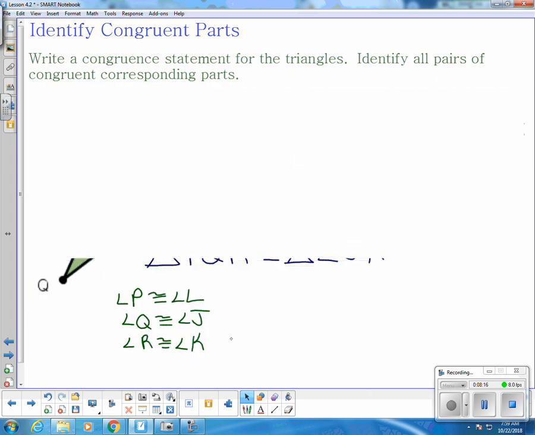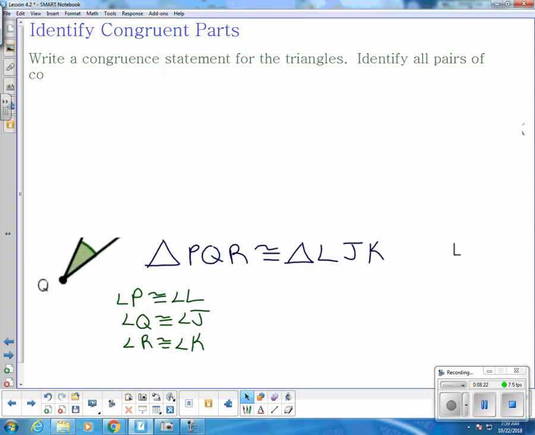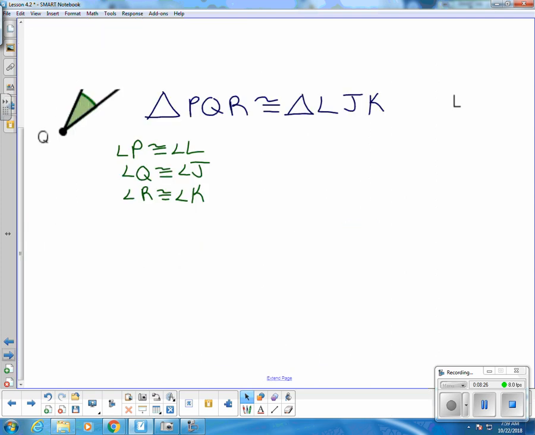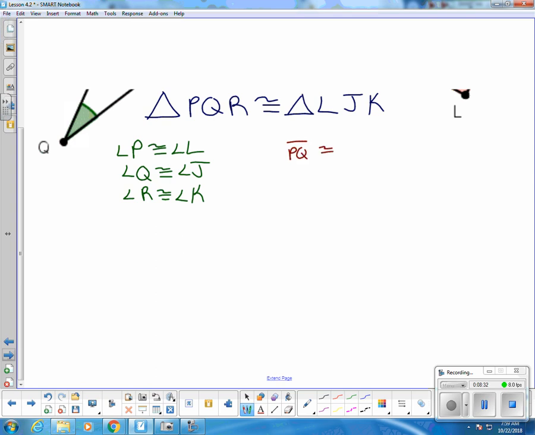All right. Tell me the sides. Just by looking at this, what sides are congruent? PQ and LJ. Okay, so line segment PQ is congruent to line segment LJ. Does everyone understand how she's getting it? Okay, Logan, give me another one. QR is congruent to JK.